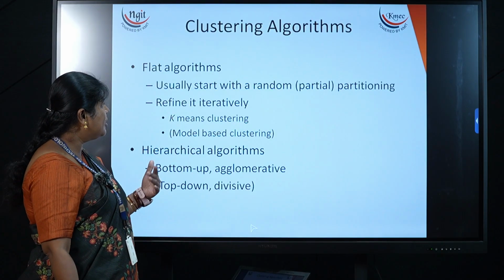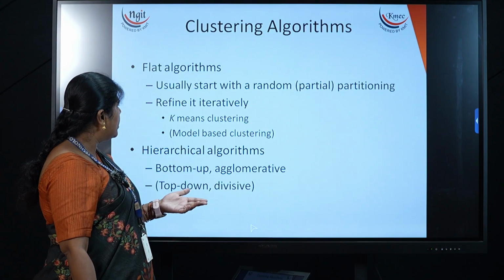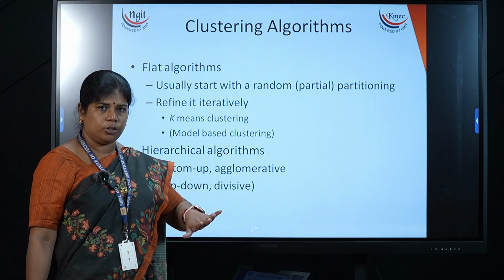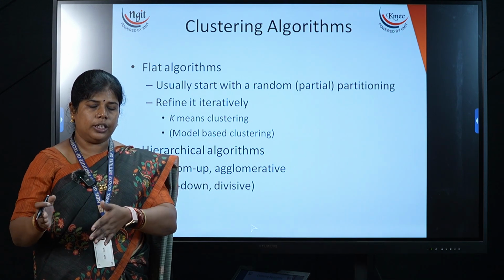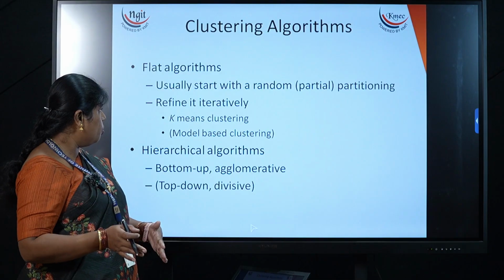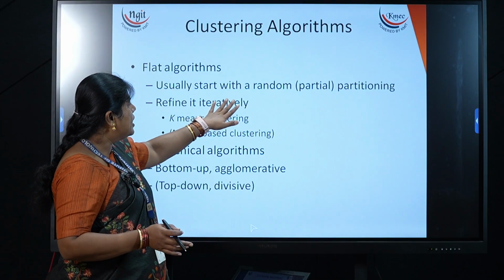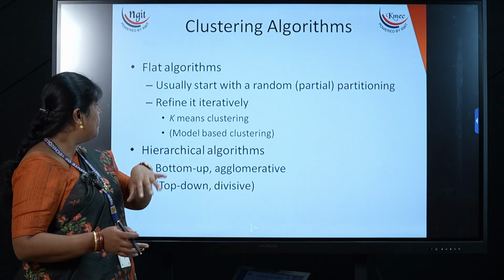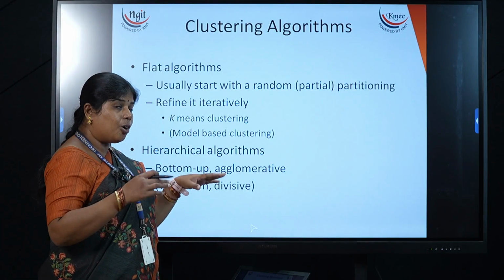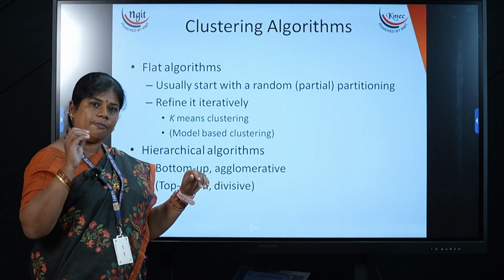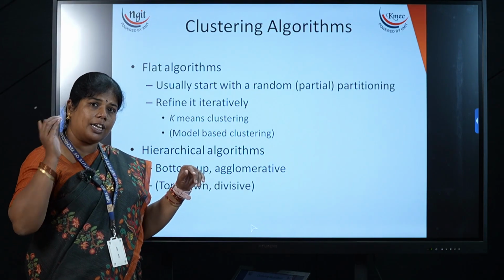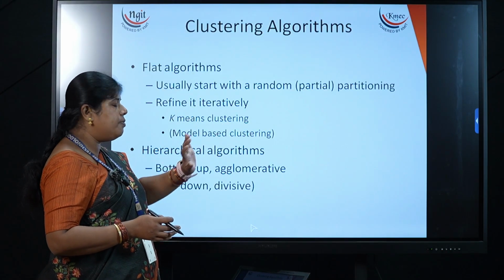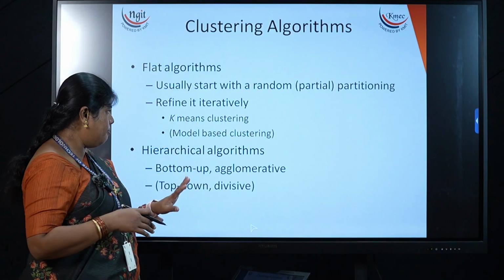As I told you, what are the different algorithms of clustering? The first one is, without applying any algorithm, just go on putting your documents together in a group. That is called random or partial partitioning. Now if I want to make an effective clustering, an effective partitioning, then I should go for the k-means clustering algorithm, which is also known as model based clustering.